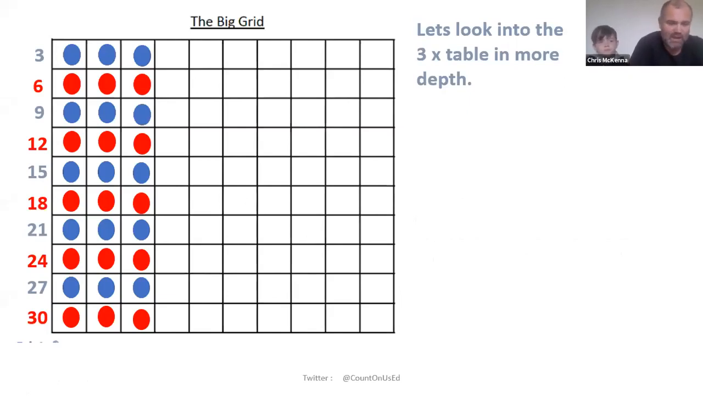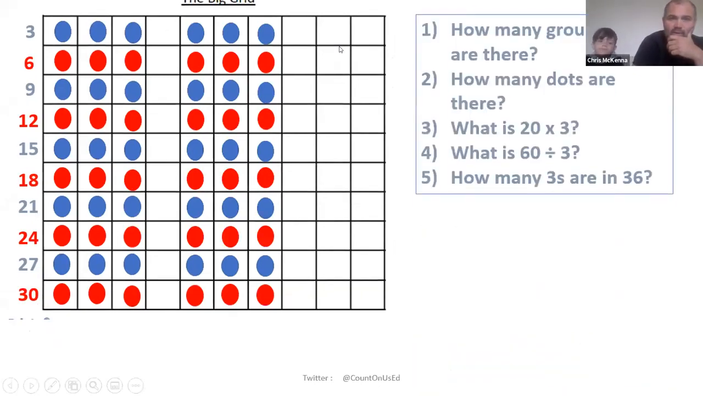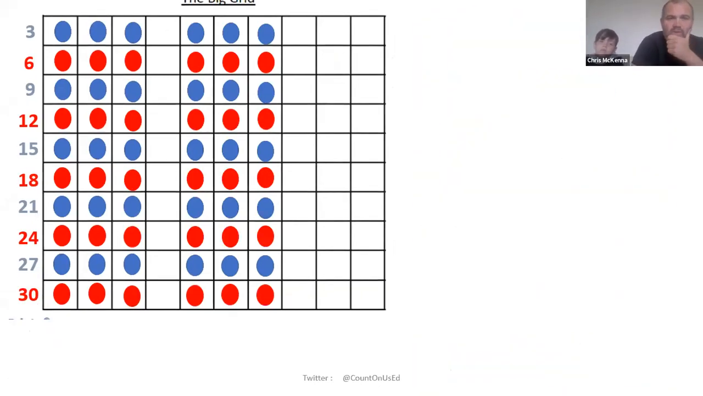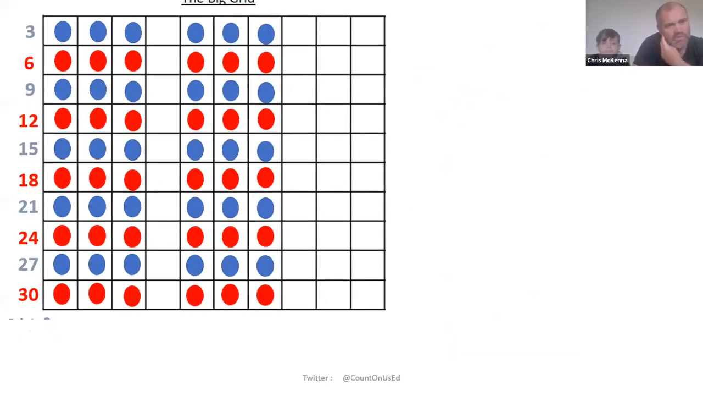So again, I'm just going to flick back to this question that Julie had asked. Should we stop at 10 or should we stop at 12? Well, let's just see. So my question to you, how many groups of 3 are there now? How many groups of 3 are on the screen now? Type an answer into the comments box, shout it out at home.